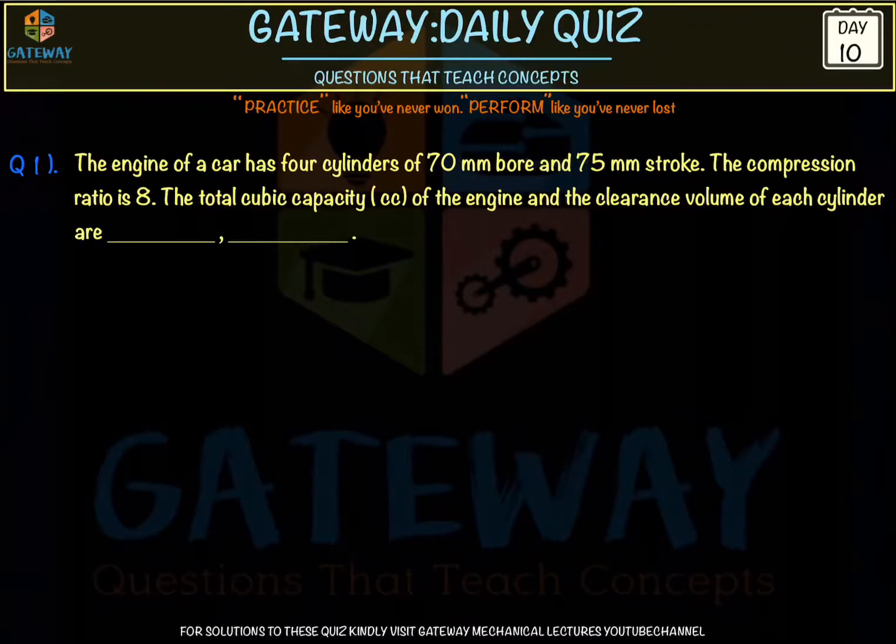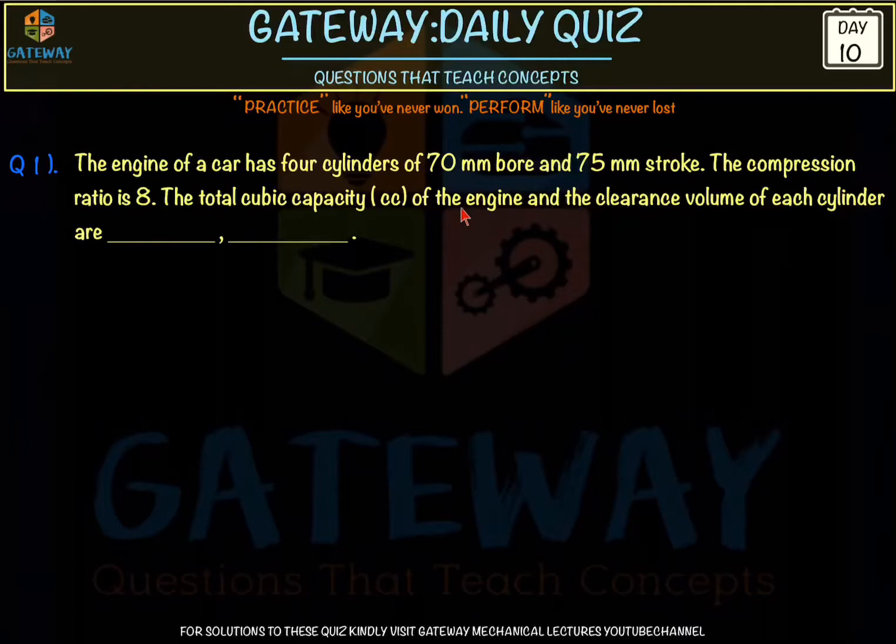Here we have our solutions to the quiz day 10, and today's topic is about IC engines. Here is the first question. The engine of a car has 4 cylinders of 70 mm bore and 75 mm stroke each. So each cylinder has a bore of 70 mm and a stroke of 75 mm. The compression ratio is 8. For all the cylinders the compression ratio is 8.